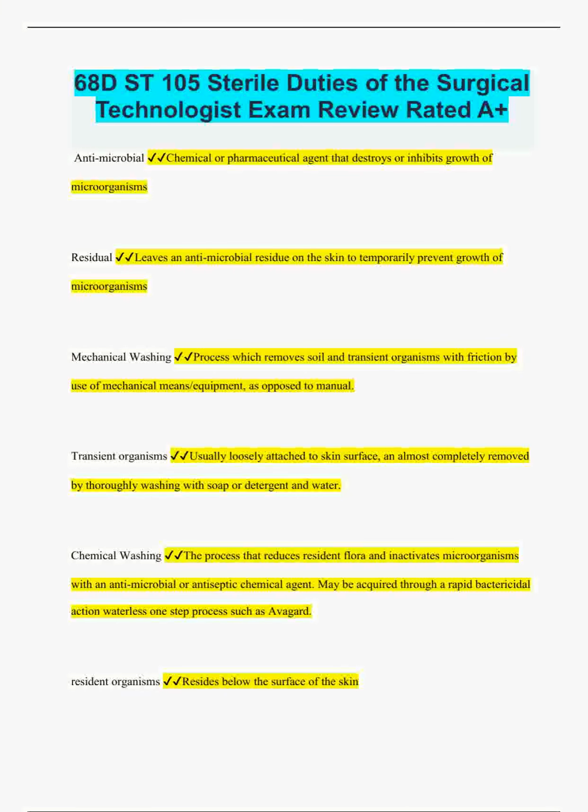Mechanical washing: the process which removes soil and transient organisms with friction by use of mechanical means or equipment, as opposed to manual. Transient organisms are usually loosely attached to the skin surface and almost completely removed by thoroughly washing with soap or detergent and water. Chemical washing: the process that reduces resident flora and inactivates microorganisms with an antimicrobial or antiseptic chemical agent, and may be achieved through a rapid bactericidal action, a waterless one-step process such as Avagard.